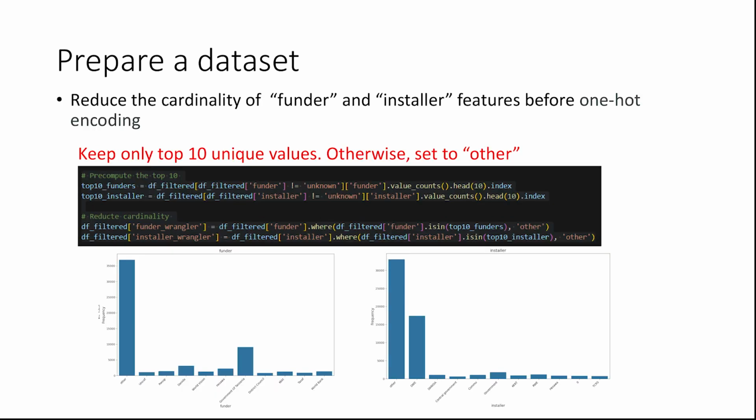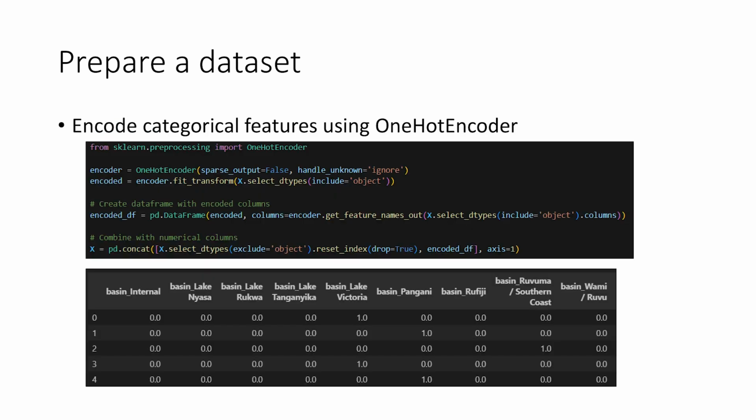And then we move on to pre-processing and splitting. Next, we reduce the cardinality of the funder and installer columns before one hot encoding. We only keep the top 10 unique values for each feature. All other values are grouped under the label other. This helps simplify the dataset and avoid high dimensionality during encoding. After that, we encode the categorical features using a one hot encoder. This step converts text-based categorical data into numerical format, allowing the machine learning models to process the information effectively.